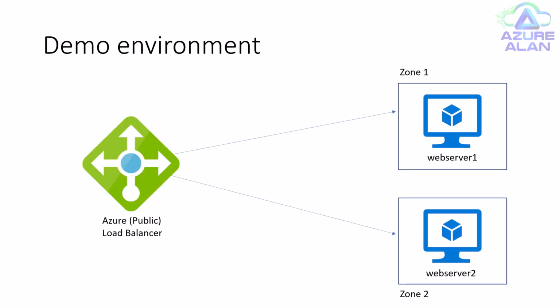So just to give a quick overview before we start the demo, here's my demo environment. It's quite straightforward. I just have two virtual machines acting as web servers, so web server 1 and web server 2. And these are a load balanced pair of web servers, sitting behind a public facing Azure load balancer. So that's my public endpoint for the tests here, and we will have a look and see what we can do with Azure Chaos Studio now.